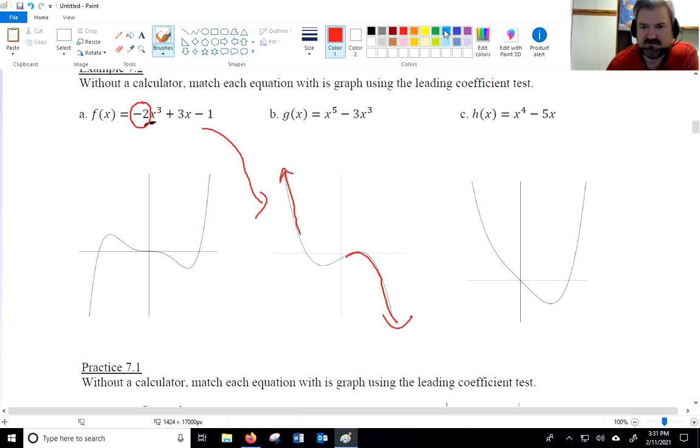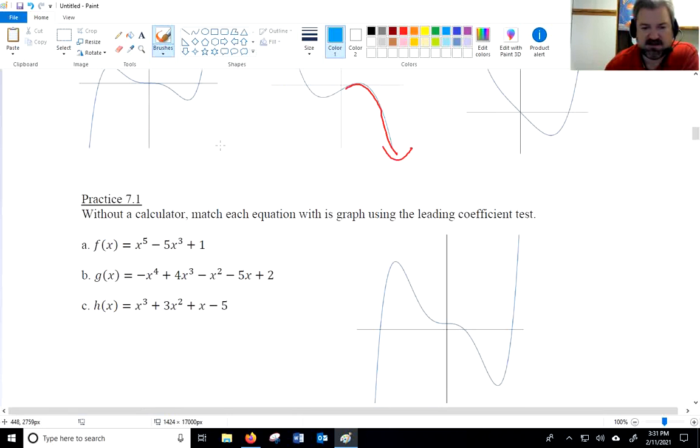All right, let's do g of x equals x to the fifth minus 3x cubed. So odd degree, leading coefficient is positive. So this one. All right, let's take a look at this one. The highest exponent is 4, and again, the only one left is this one. We know that when it's an even degree, both sides go in the same direction. This will be up and up because it's a positive leading coefficient.